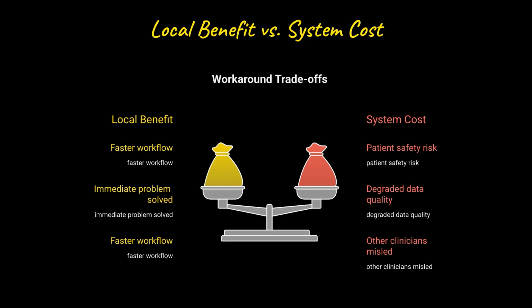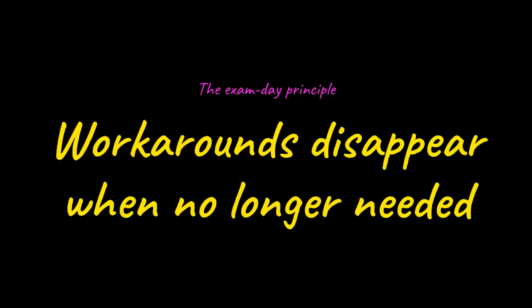The local benefit is real and visible. The system cost, compromised safety, degraded data, misled colleagues, is often hidden. Workarounds are not personal failures. They are signals about where the system is failing the people who use it. The right response is not stricter compliance enforcement, which produces more covert workarounds, but fixing the system so the right thing becomes the easy thing. When you see phrases like bypassing procedures, frontline shortcuts, or solving an immediate need without fixing the underlying issue, the named concept is workaround. The remedy is always system redesign, not enforcement.